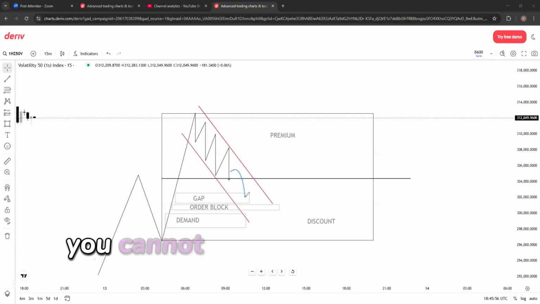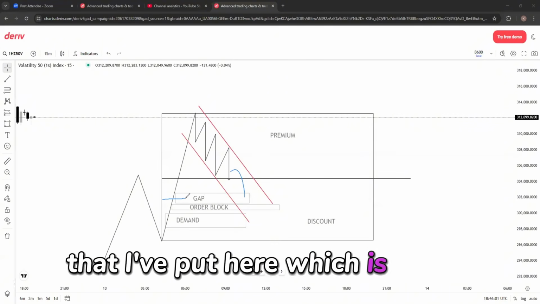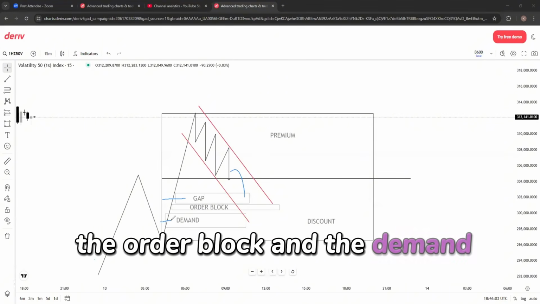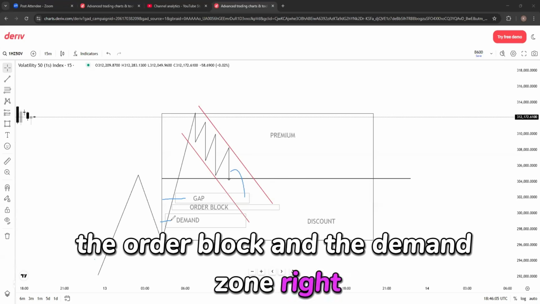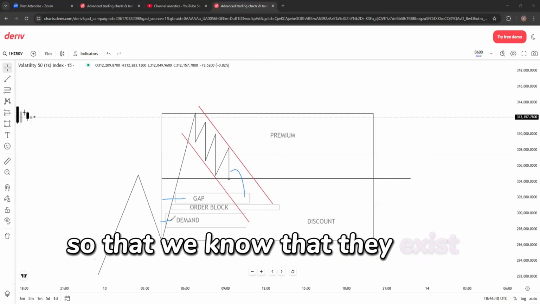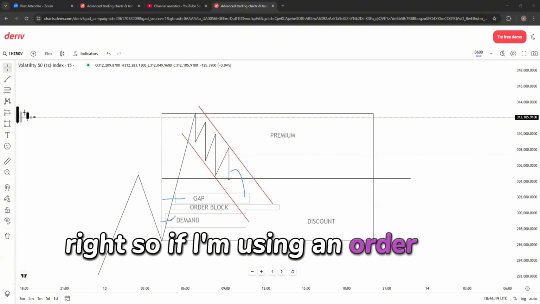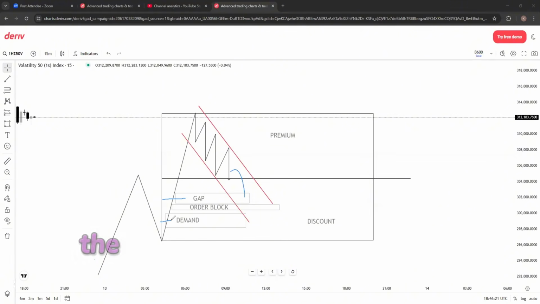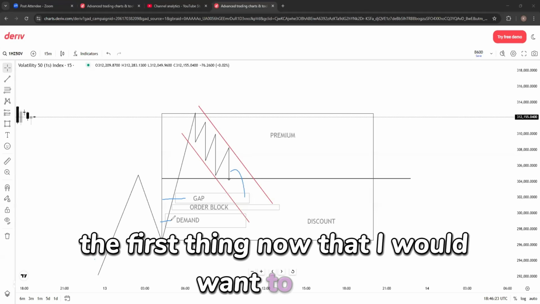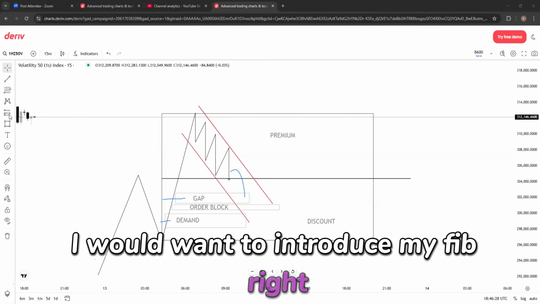Guys, remember, you cannot trade with all of these factors that I've put here, which is the gap, the order block, and the demand zone, right? I've just put these elements here so that we know that they exist in these areas. So if I'm using an order block entry, the first thing I would want to do is introduce my fib, right?